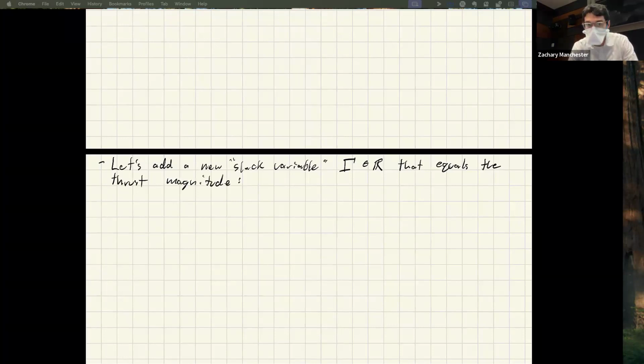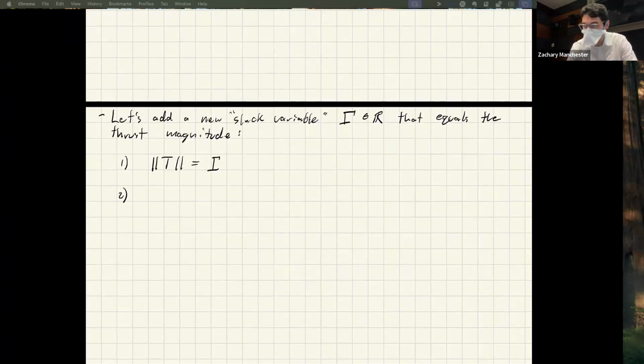Okay, so here we go. Now I'm going to write down all the constraints. First, we have this new variable. We're going to set it equal to norm of t. That's constraint number one.